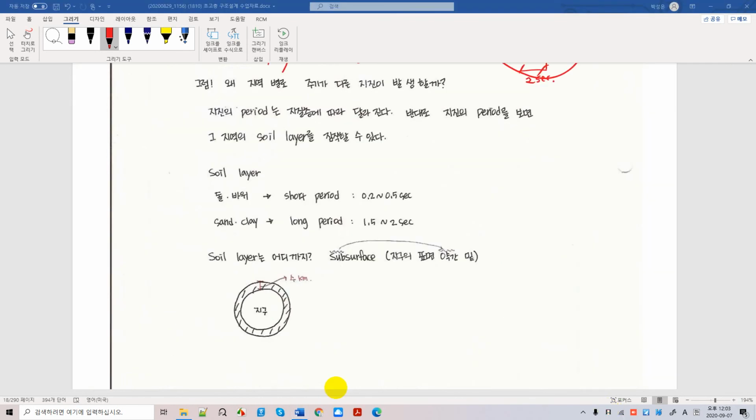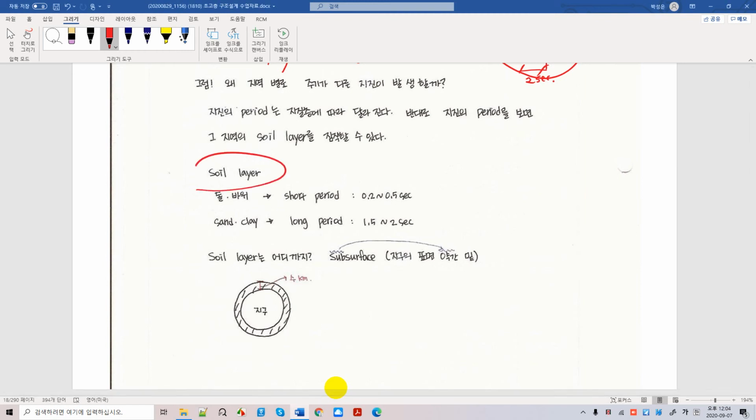And what affects these differences? Which factors are involved with the dominant period and frequency of the earthquake ground motions? And we believe one very important thing that affects these dominant frequencies and period is the soil layer.